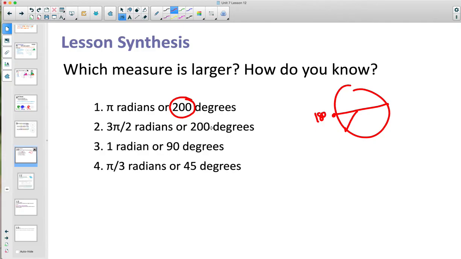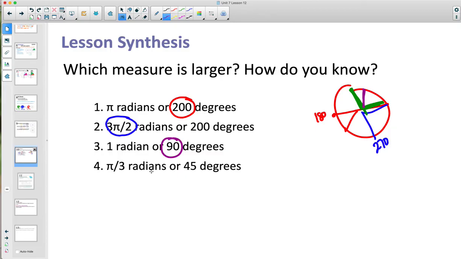3 pi over 2 versus 200. 3 pi over 2 is 3/4 of the way around the circle. And we know that matches with 270. So 3 pi over 2 is larger. 1 radian or 90 degrees. Well, 90 cuts half the circle in half, right? So it's 1/4 of the circle. But we know that just over 3 radians fit in the top. So we know that 1 radian is going to be over here, smaller than 90.